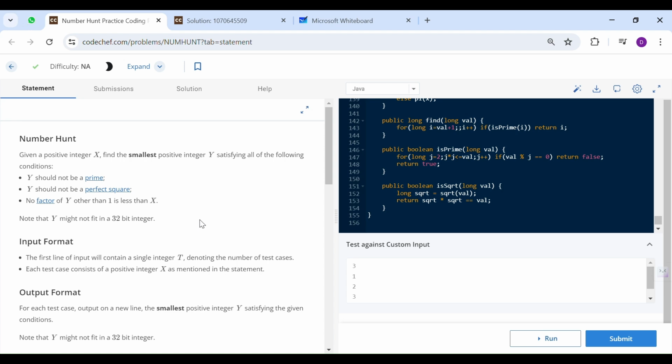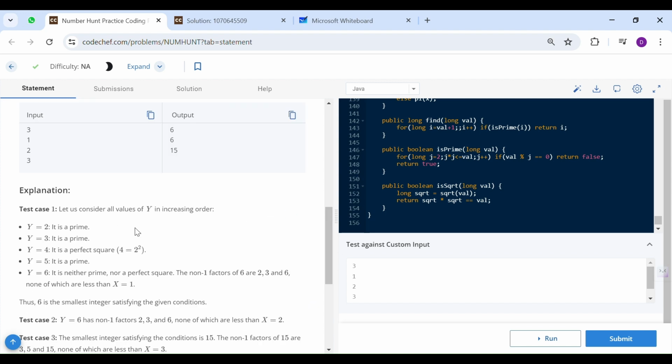Today we will be solving Starters 142 Number Hunt, where you are given a positive integer x. You need to find the smallest positive integer y which satisfies all of the following conditions. First of all, y should not be prime. y should not be a perfect square, and no factor of y other than 1 is less than x.